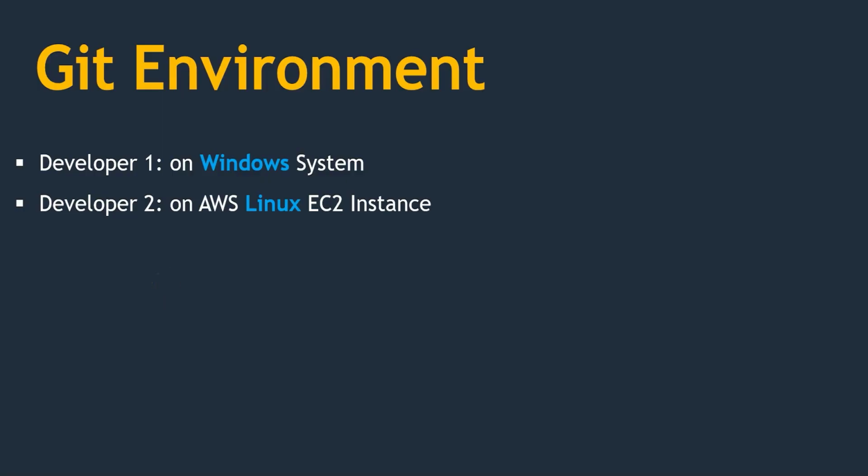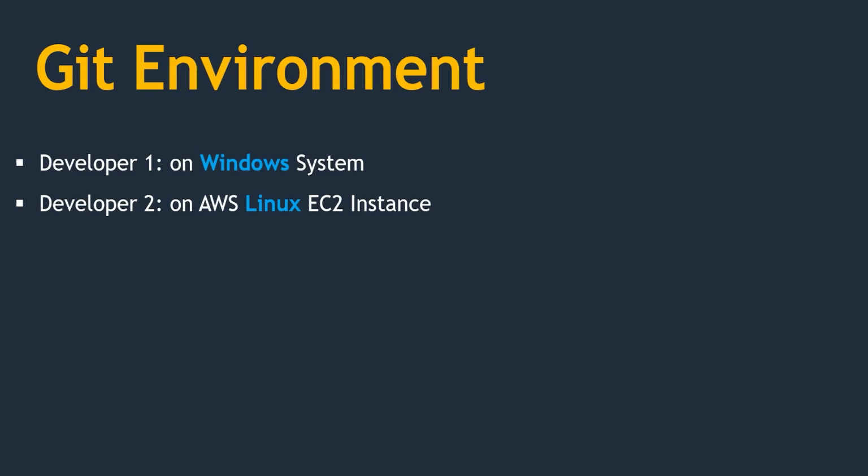Hello friends, welcome back. In the previous lecture, we saw what a version control system is and the types of version control systems. As I said, we are going to use Git as our version control system. In this lecture, we are going to see how to set up our Git environment.